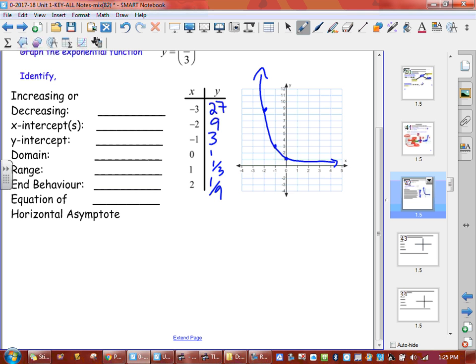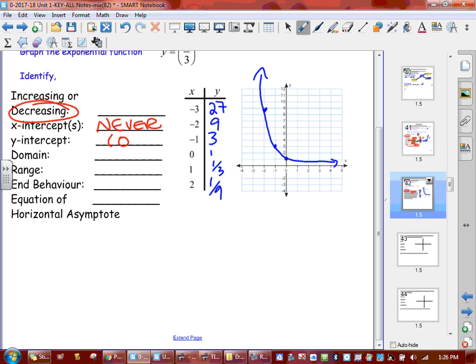So, do we call this an increasing or decreasing function? Decreasing, you bet, because it's going left to right down. So, x-intercepts, we never have them, not applicable. Y-intercept, it's always your a value in your equation. We didn't have one, so it's a digit 1. So, (0, 1) in this case.